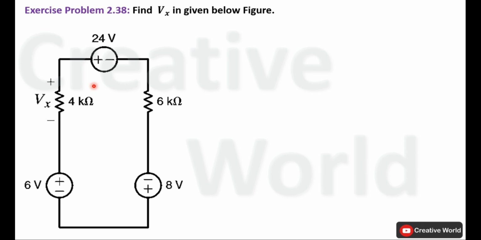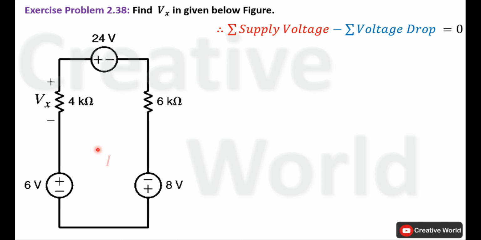This is the circuit diagram of the given problem. We have to find voltage Vx inside this circuit. This is a closed loop circuit, so we will use Kirchoff's voltage law to solve this problem. Before using Kirchoff's voltage law, first we have to nominate current inside the circuit and its direction. I am assuming the direction of current counterclockwise. You may take clockwise as well.